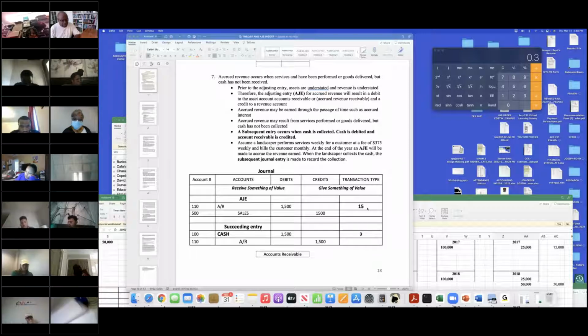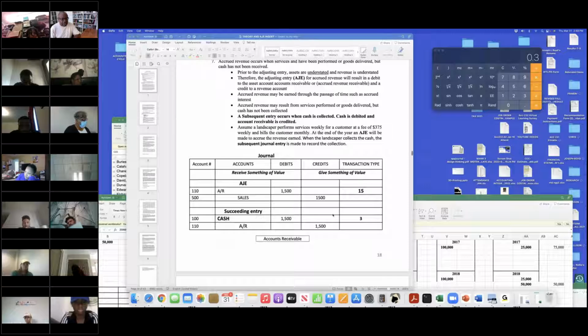The owner of the company does not necessarily want you to pay the worker. So he makes an entry debiting account receivable, crediting sales. He sends a bill to you. And a week or so later, you pay for the work that's been done. You pay the owner, and when you make that payment, you debit cash and credit account receivable. And this is the entry that the owner of the company makes. He debits cash and credits account receivable.